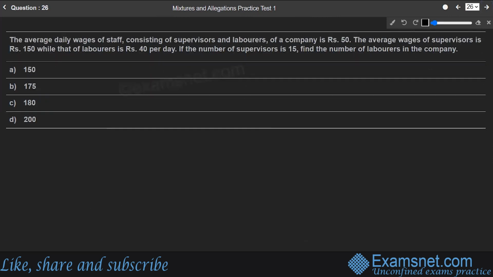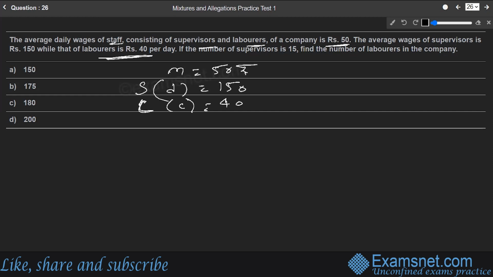Now, the average daily wages of staff consisting of supervisors and laborers of a company is rupees 50. So the mean price is given to be rupees 50. The average wages of supervisors is rupees 150. So supervisors are paid higher, and we can take that as the dearer price. Dearer price is 150 rupees. And the laborer price is a little on the cheaper side, that is rupees 40 only. So the laborer's price is nothing but the cheaper price, that is 40 rupees per day.